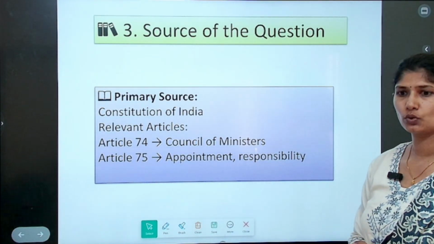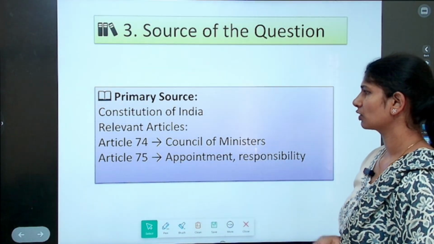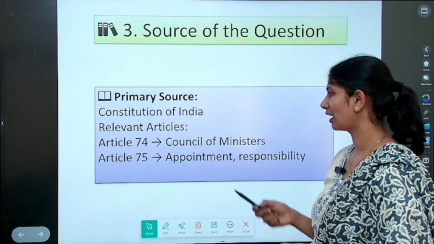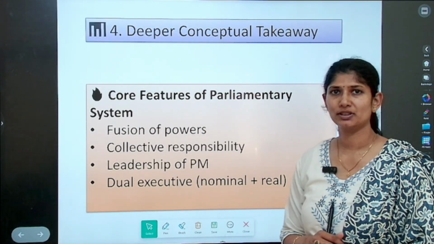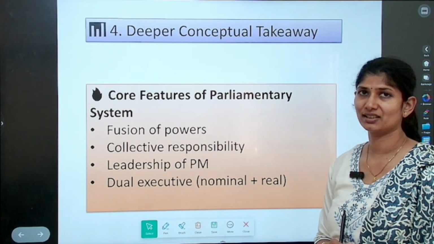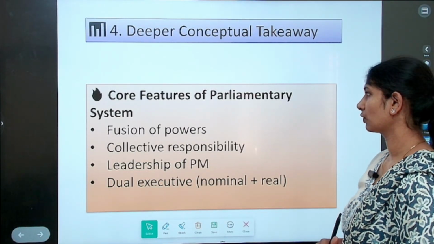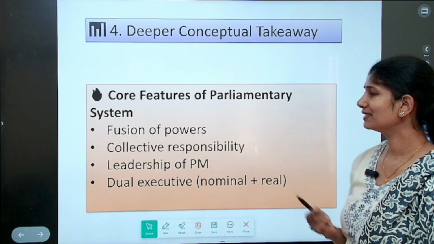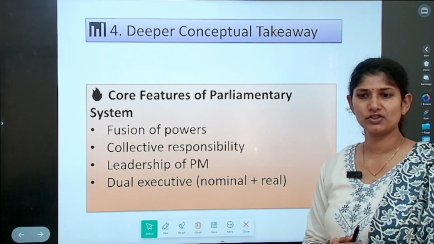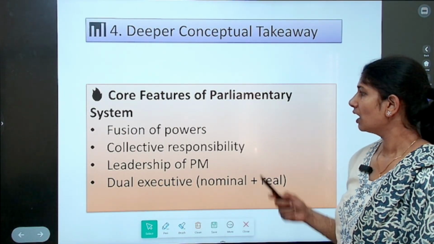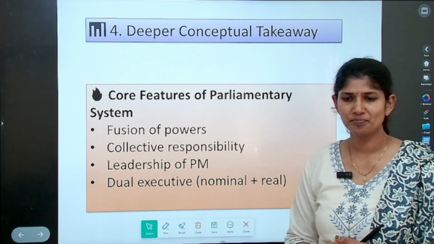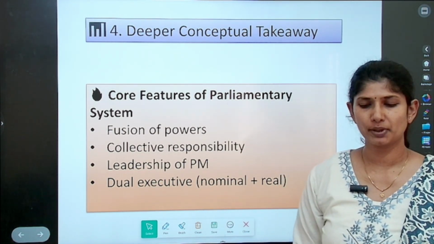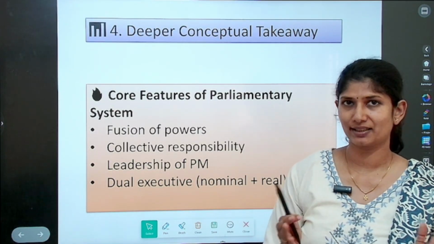So, what is the source of this question? It is present in the Constitution of India, where we can see it in Articles 74, 75, Council of Ministers, appointment and responsibility. Same with respect to your state legislature also, Articles 163, 164. So, what is the takeaway from this question? If you see, fusion of powers, collective responsibility, and also the leadership of the Prime Minister and dual executive.